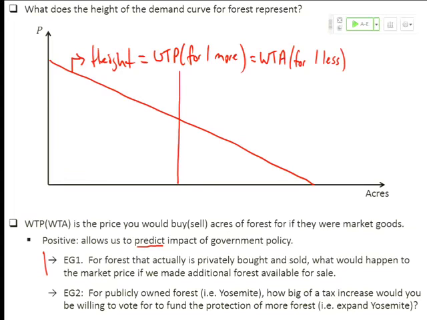Says you can sell, here's the amount of forest that is available to be bought and sold in America. So fixed supply, and that would define some market price. And then maybe the government comes along and says, all right, we're considering a policy to put a chunk more forest land on the market.